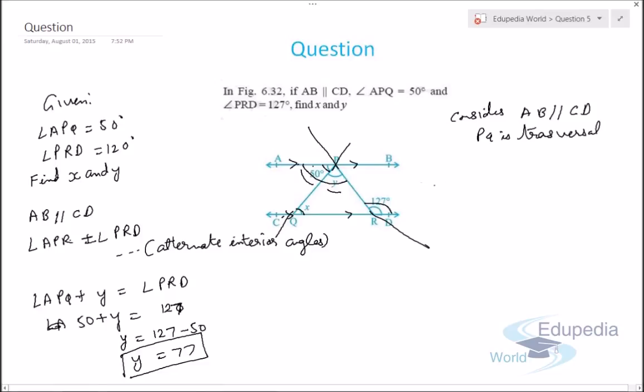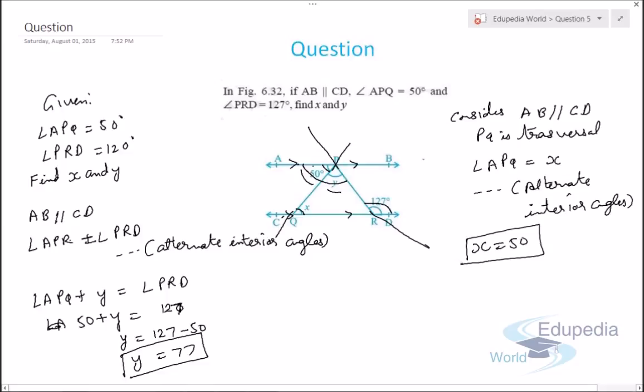Then angle APQ is equal to x. Why? Because they are alternate interior angles. So this implies x will be equal to 50 degrees. So this is the value of x and y. This is how we can solve these types of questions.